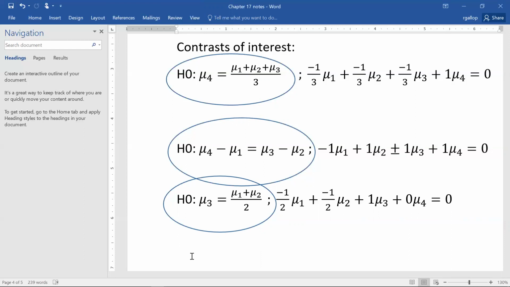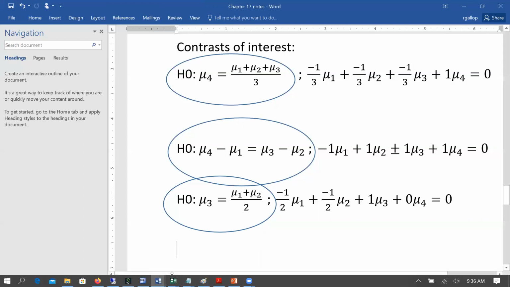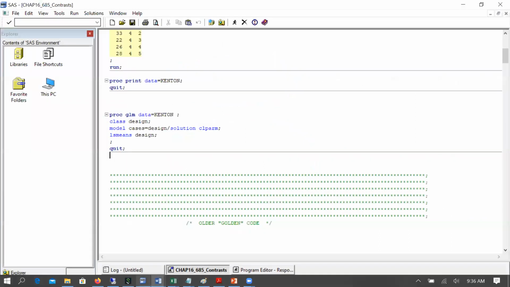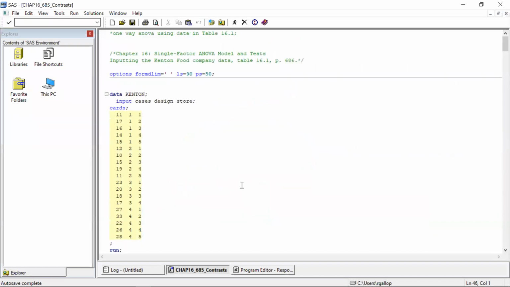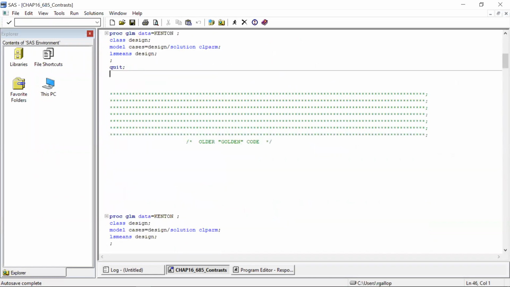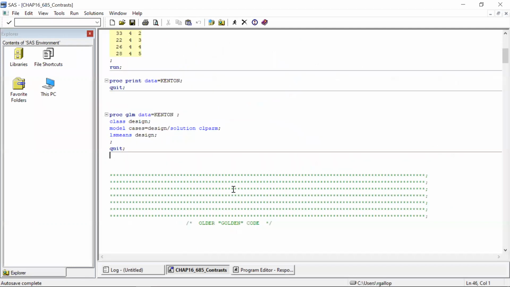So the question becomes, how do we do this in SAS? And again, we lay it out in SAS. It should be paralleled in a lot of the other software. So if we go here, I'm going to bring up the Kenton data again. Now, at the bottom, you see a whole bunch of golden code that we did previously in previous 513 classes. We're going to build it up ourselves.